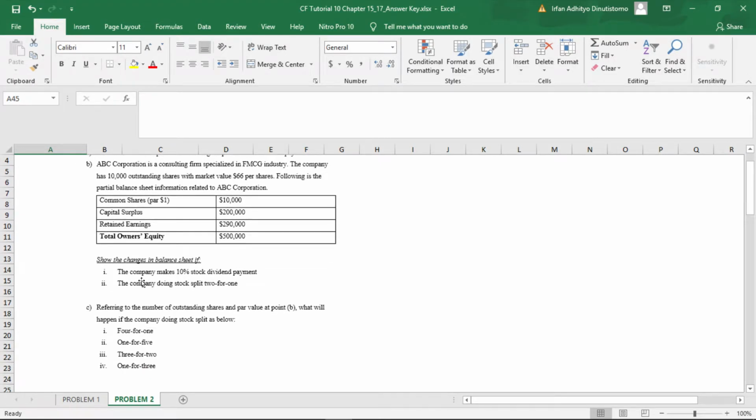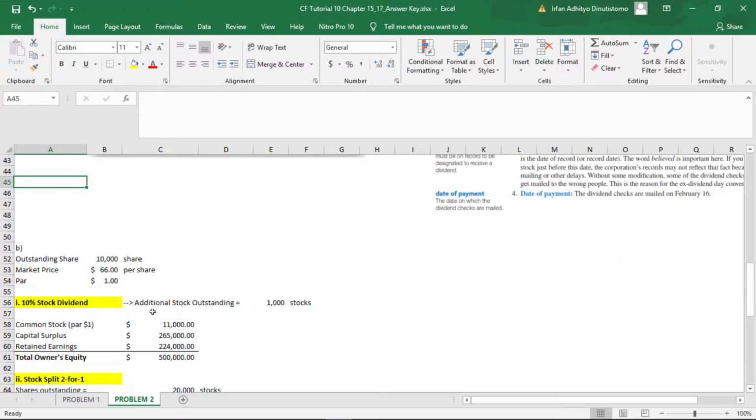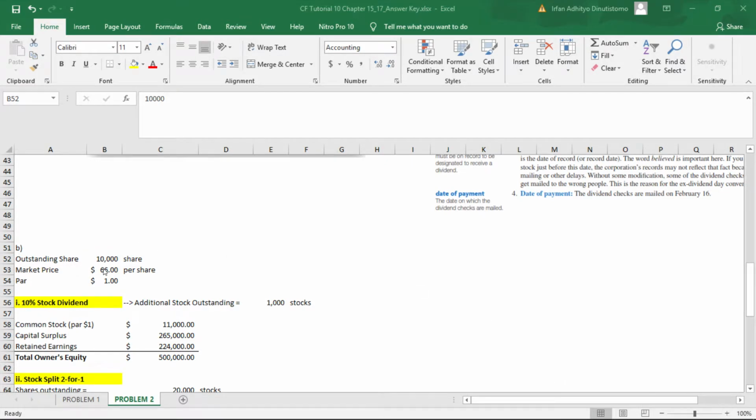Show the changes in the balance sheet if, first, the company makes a 10% stock dividend payment, and second, if the company does a stock split of 2-for-1. So we need to understand the outstanding shares first. They have 10,000 shares, the market price is $66 per share, and par value is $1 per share.